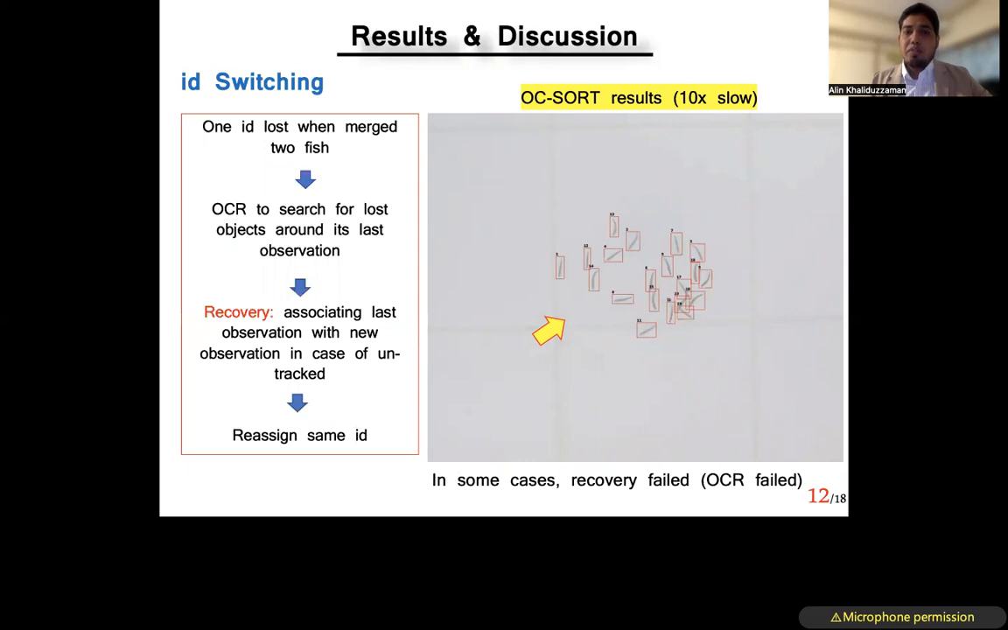Okay, let's see the OC SORT result for the same case, ID numbers 1 and 14. Fish 1 and 14 are crossing each other, the identity is lost, and they separate. It reassigns the same ID to 14, so it is able to recover the same ID.